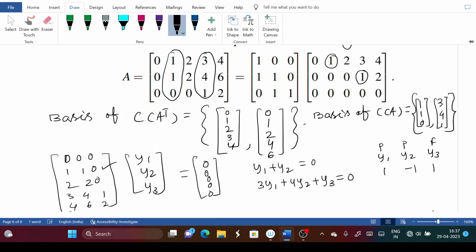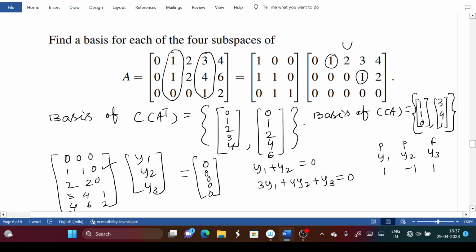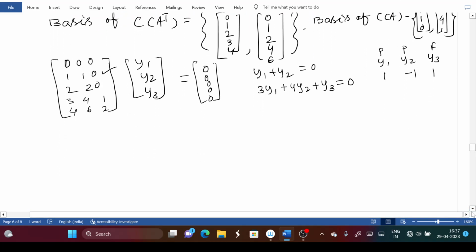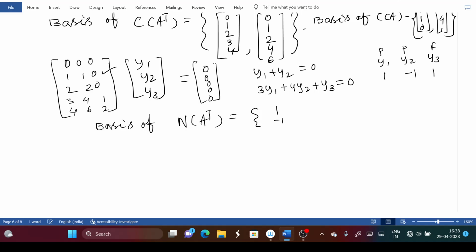So I have got my left null space basis vector. I have considered the second and fourth equation, by solving which, and here my y3 is a free variable. So that's why I have taken this equation. How much am I getting? Basis of left null space is 1, minus 1, 1.